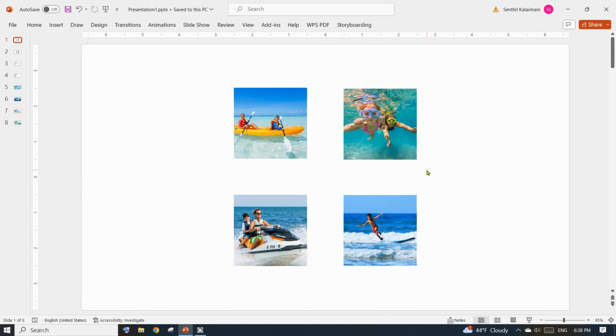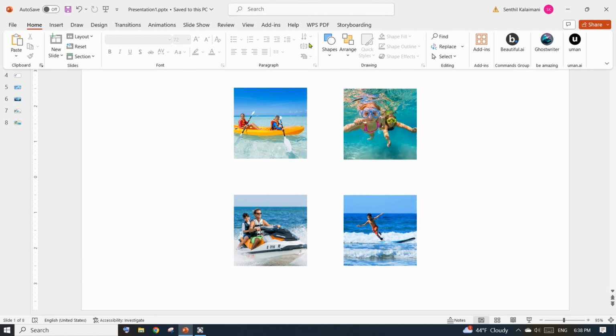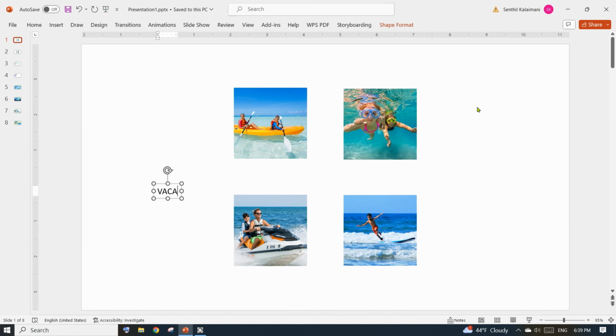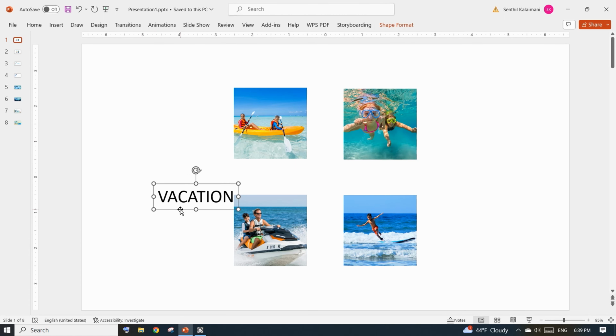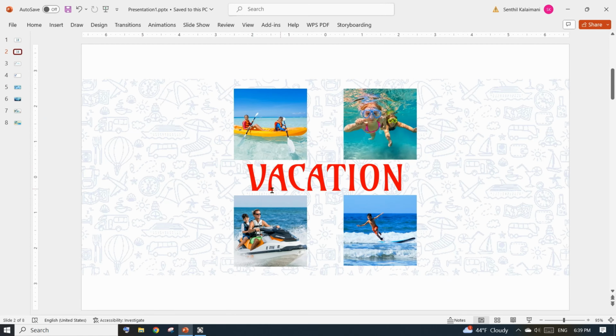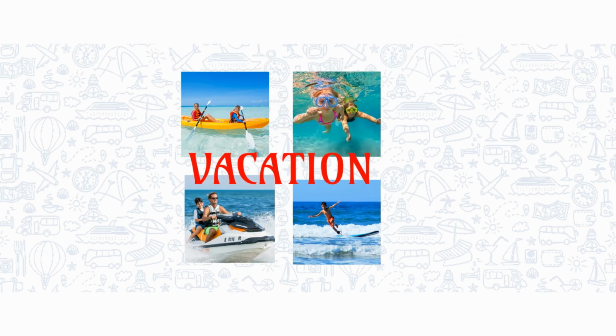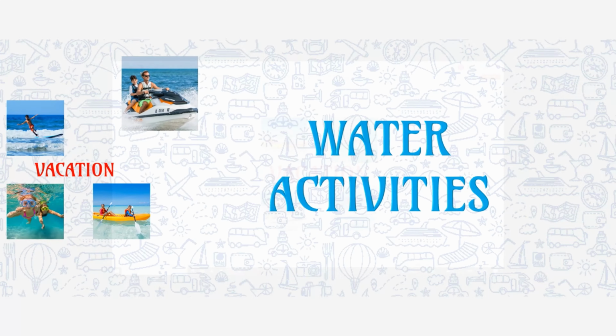You may remove the box later and add desired text and place it in the center of the slide. You may also put a background picture as I did. Let's see how to make this slide transition animation.